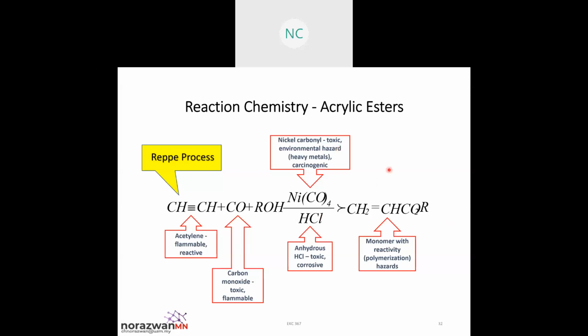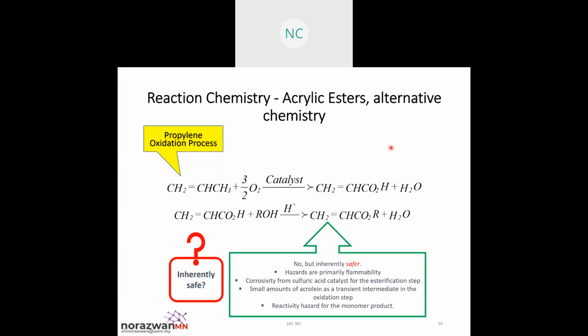So when you are introducing ISD, you have your alternative chemical reaction, what we call the propylene oxidation process. This propylene oxidation process does not eliminate all the hazards, but it is inherently safer.